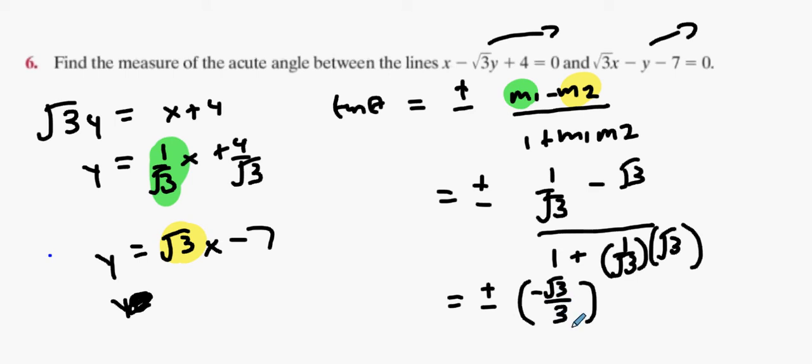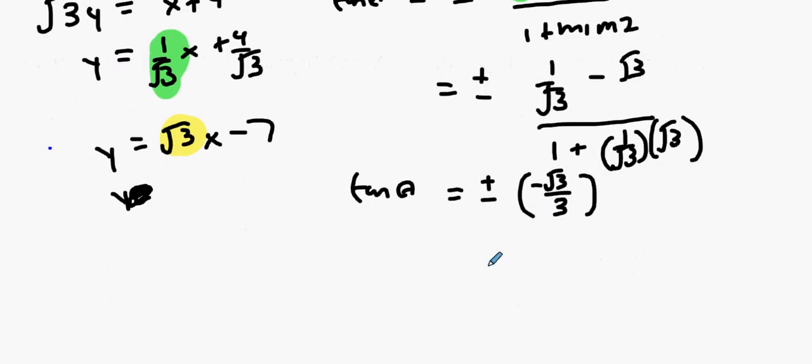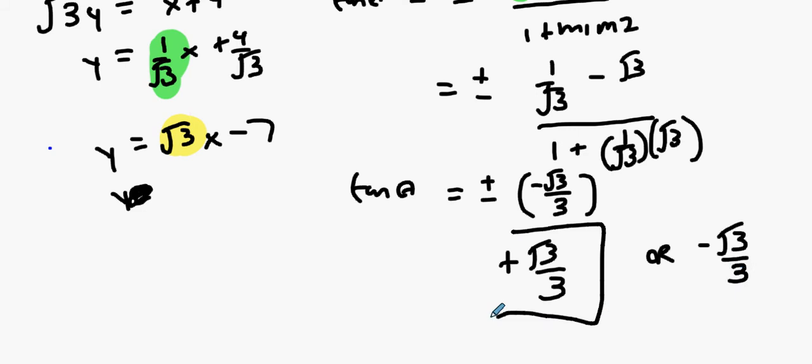Right. Now, you have an option. There's two options. You multiply them by minus. You can either have plus root 3 over 3, or you can have minus root 3 over 3. Always use the plus, because then you'll get the acute angle, and then you can just take the acute angle away from 180 degrees to get the obtuse.